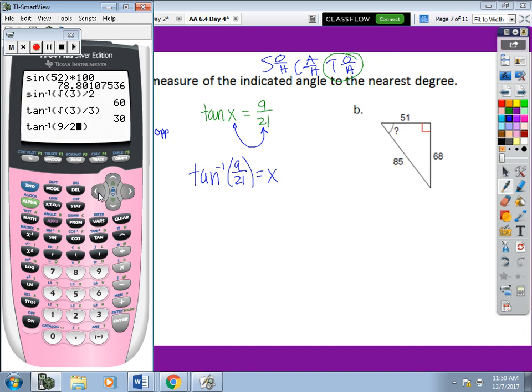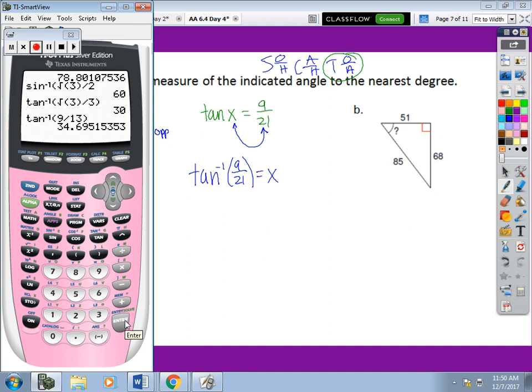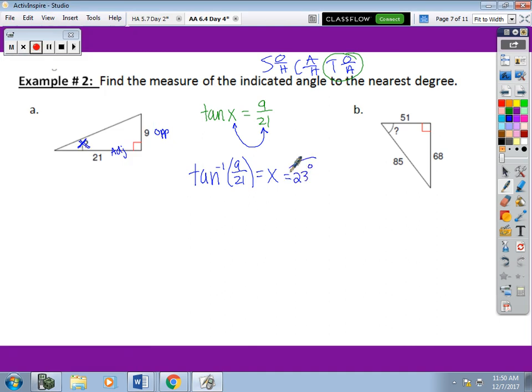Sorry, I pressed the wrong button. Should be 21 instead. We should get 23.198. They want us to round to the nearest degree, which means whole number. So that would be 23 degrees. Because you do an inverse, it doesn't become negative.